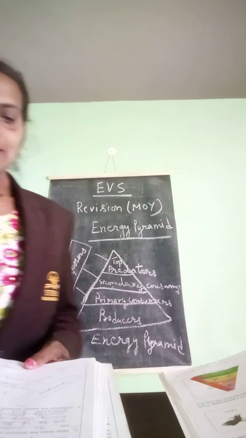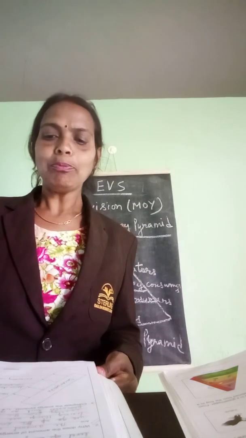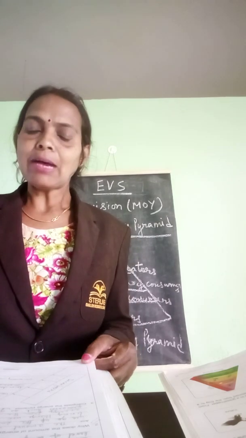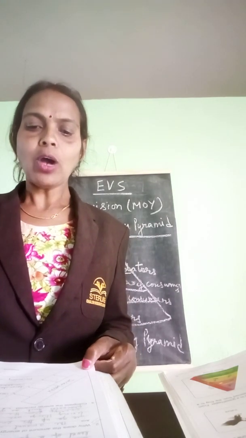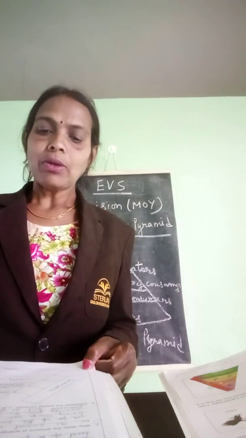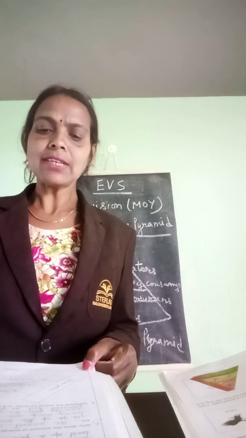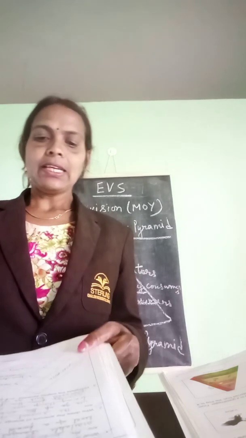Again, I'll repeat this answer. Question is, why does the amount of energy decrease as we go up the energy pyramid? Answer is, the amount of energy decreases as we go up the energy pyramid because living things use up most of the energy from the food they eat for processes such as growth, movement and repair.